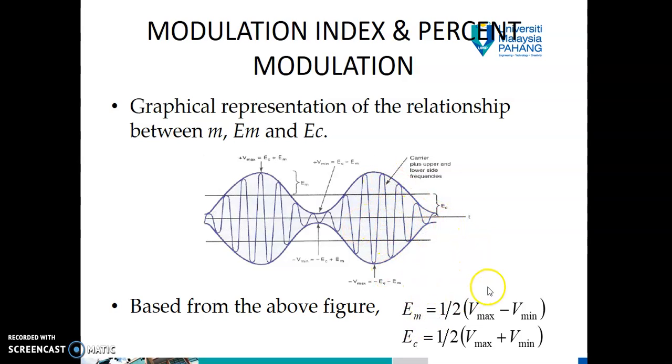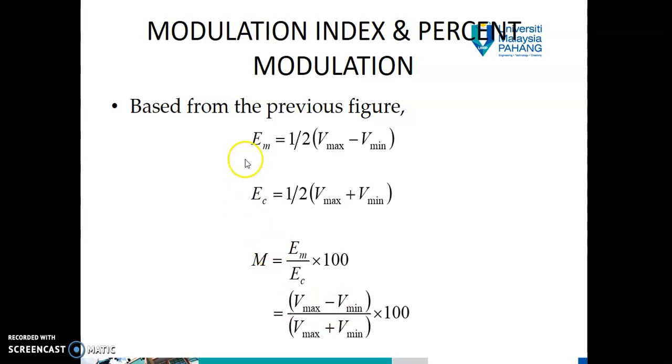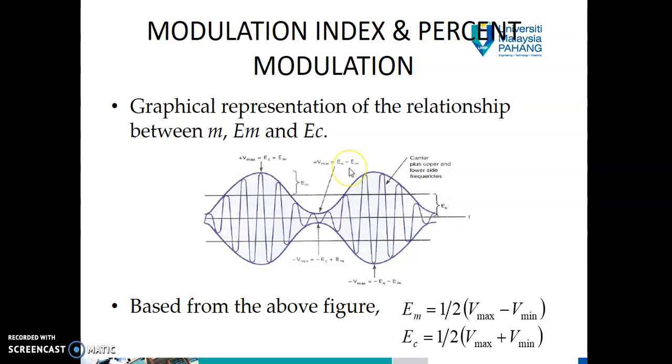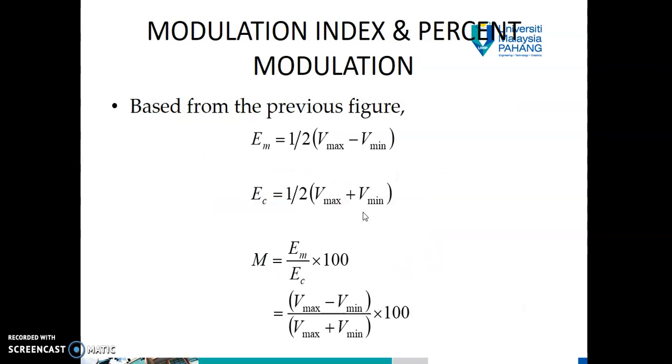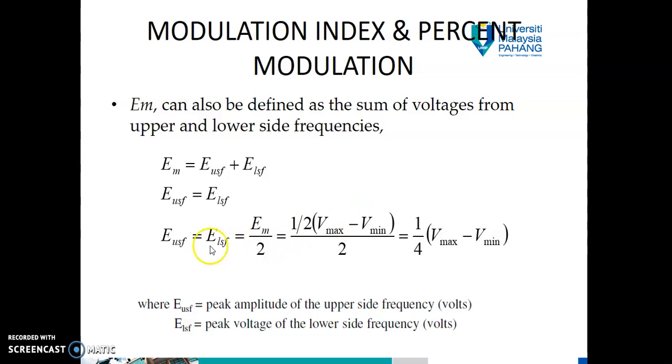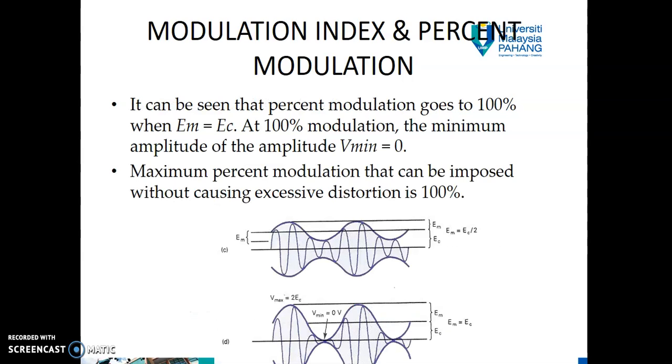From here you can do analysis. Em you can get from Vmax and Vmin. Sometimes in amplitude modulation, we give you the signal and you do analysis for the frequency domain and time domain. This is basically the formula you must understand. Don't worry, I will give you tutorials and so on. You will understand.